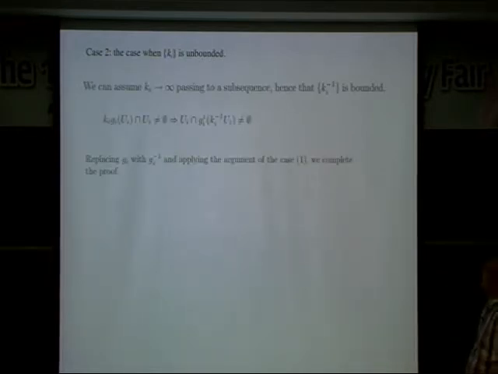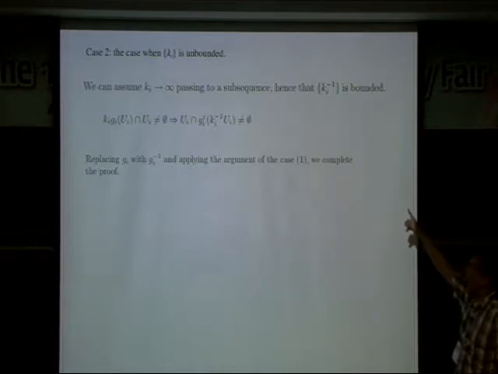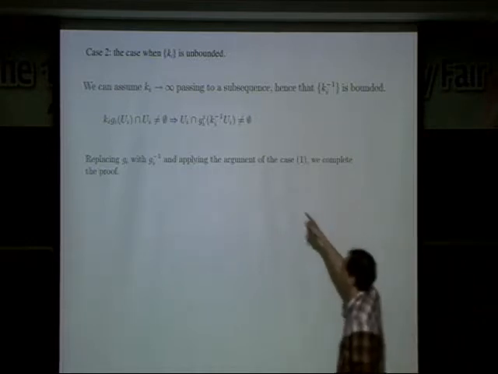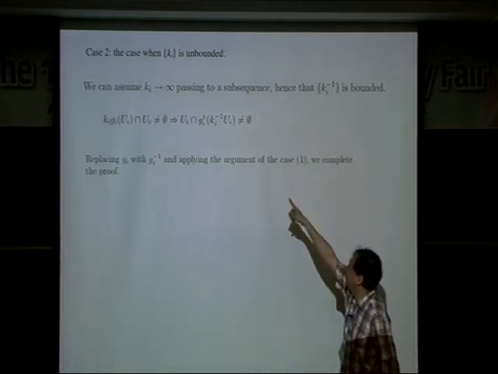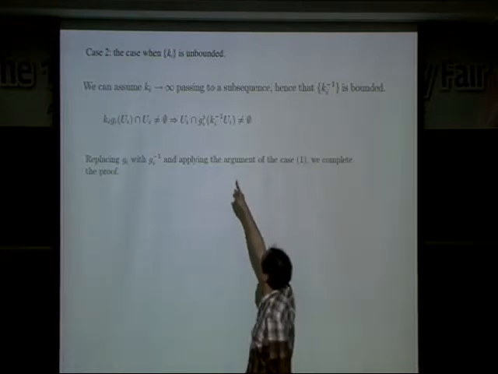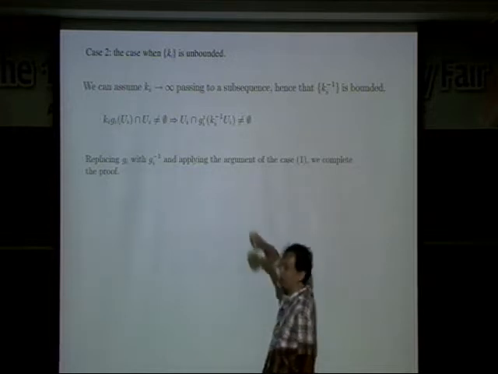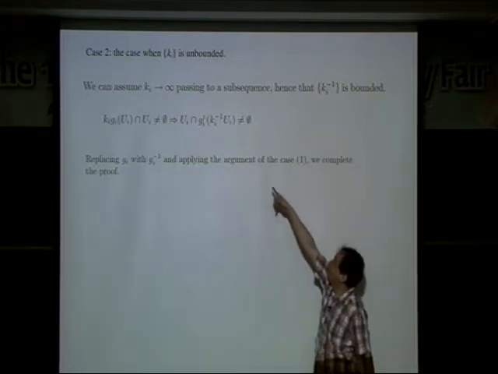And case 2 is when k_i is unbounded. Well, in this case it can be reduced to case 1 easily. So instead of g_i, we consider g_i inverse. Well, here we should put minus: g_i sub 1 is g_i inverse. So that should be g_i inverse.